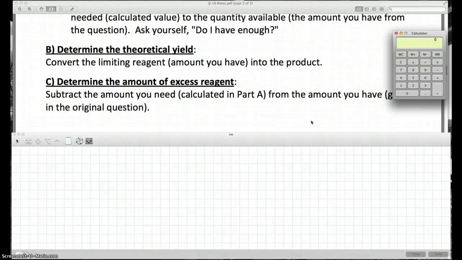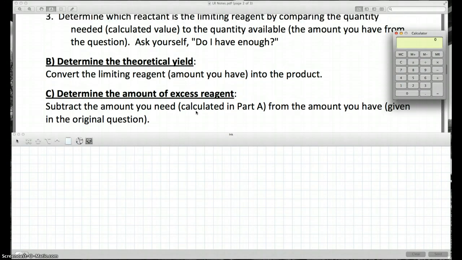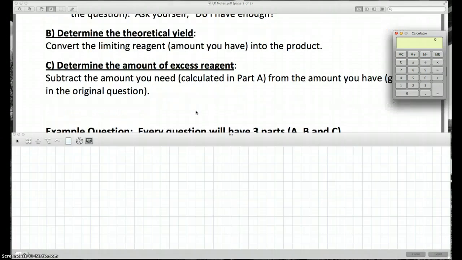Determine the theoretical yield. Again, since the limiting reagent controls everything, that becomes your starting number for any other calculations. You're going to turn your limiting reagent into product. And lastly, determine the amount of excess reagent. You take the excess reagent, you figure out how much you need, you subtract that from what you have, and that gives you your leftovers. Again, that'll make a little more sense once we get into this example.